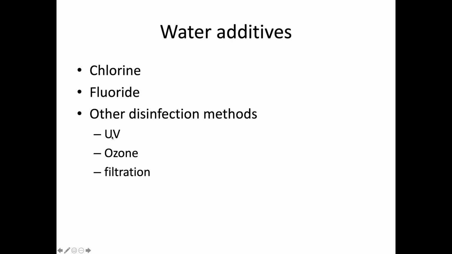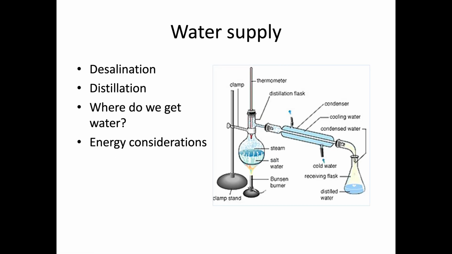Other disinfectant methods, running UV through it, ozone, filtration, but it's hard to do filtration on large scale, but that's what RO is, right? Some other means we can do it in small scale, we can distill it. So in a distillation, you heat it up and you turn it into a gas. Anything that's dissolved is going to stay behind. And then it goes into a sidearm here. And then what happens is, this is a gas.